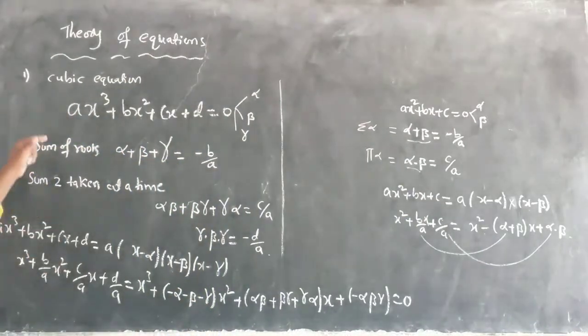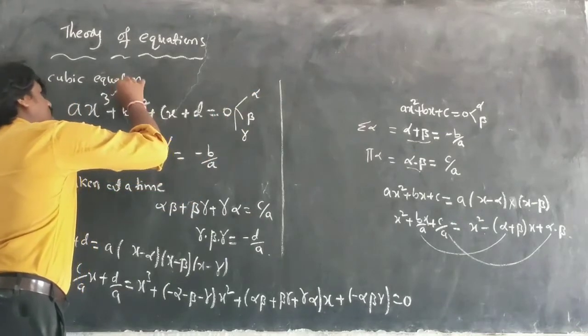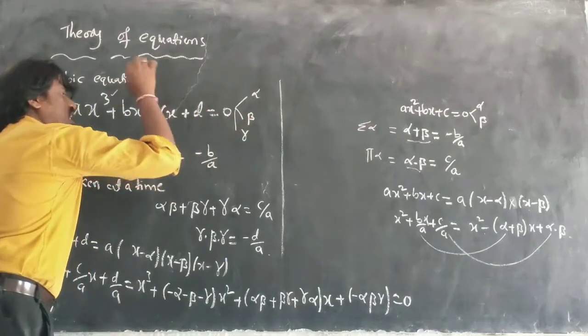Let us see about the cubic equation. Ax cube plus bx square plus cx plus d is equal to 0 is a cubic equation. Then alpha, beta, gamma are the roots. Because it is a cubic equation, there will be 3 roots.